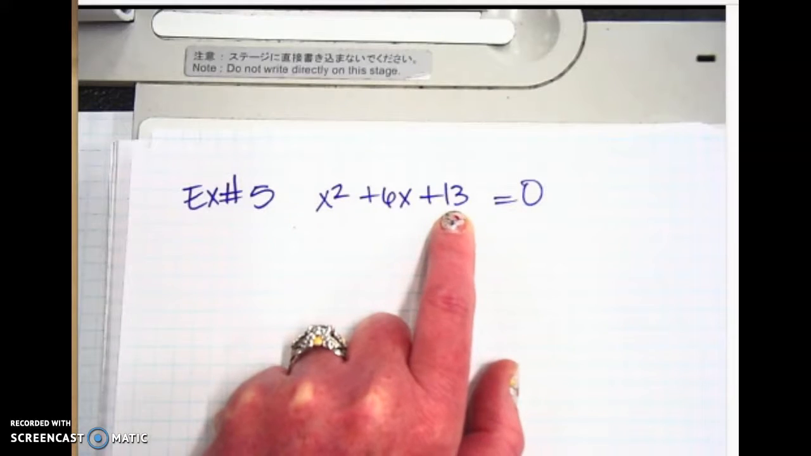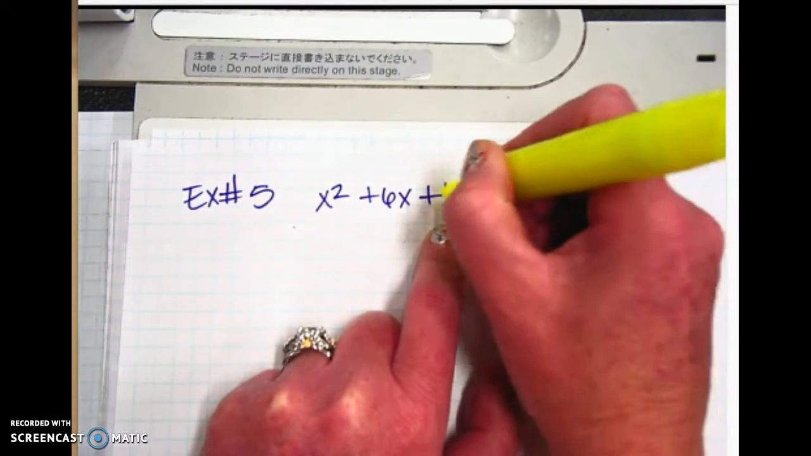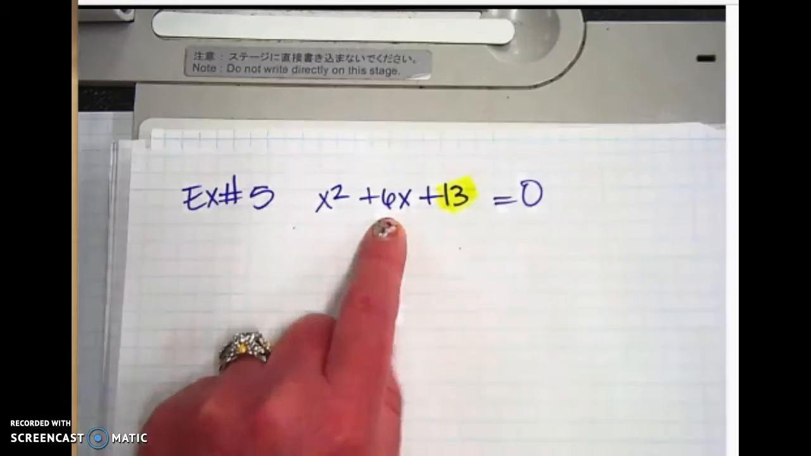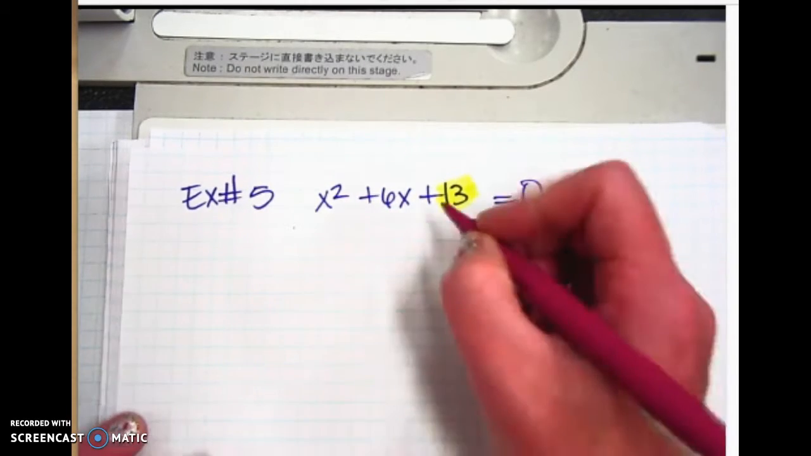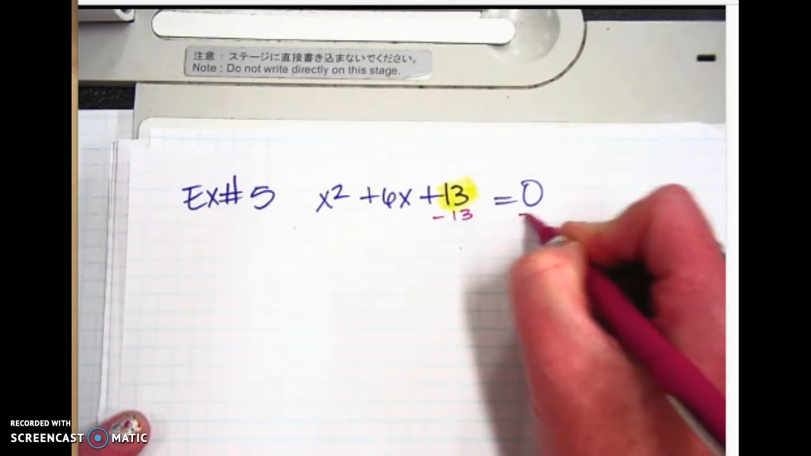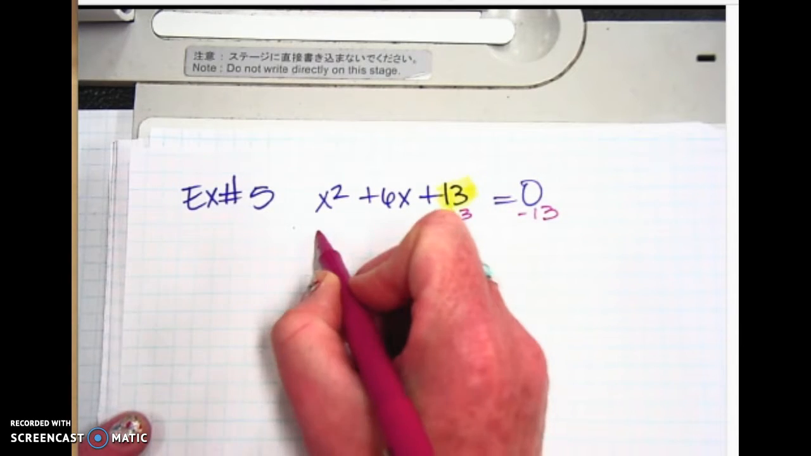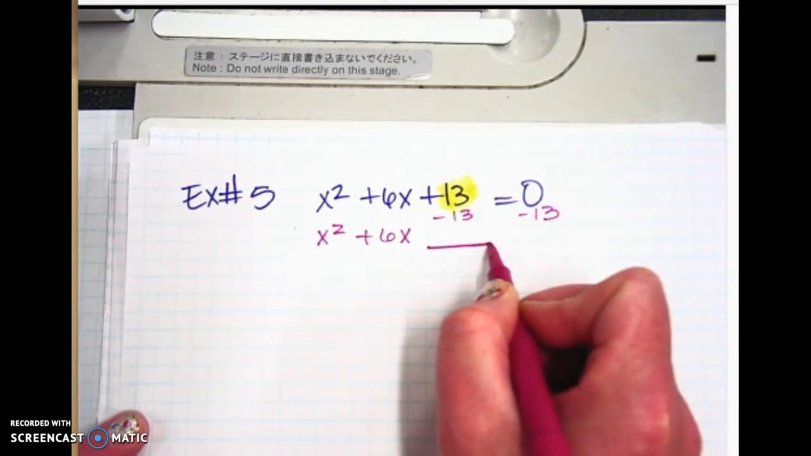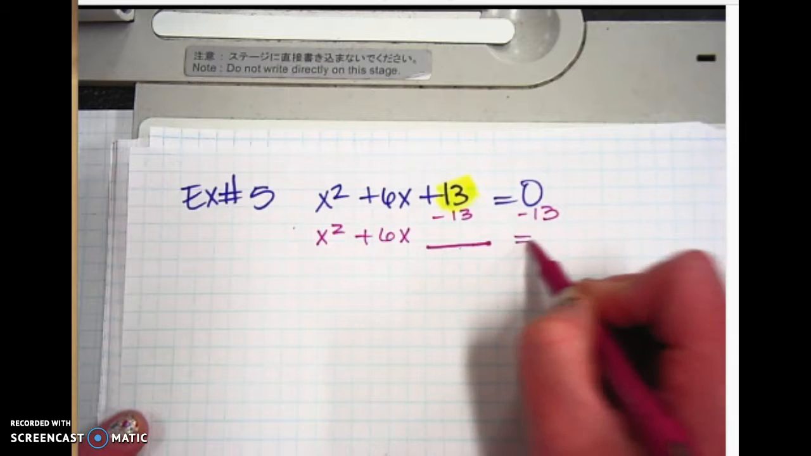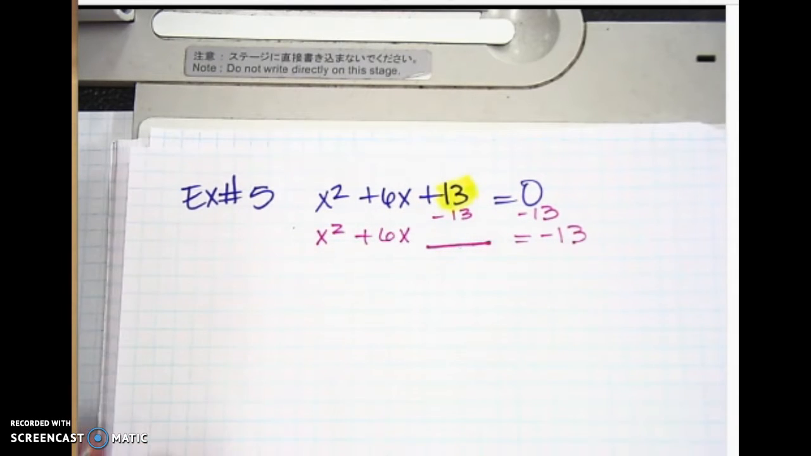Number that's in the C position and see if it's a perfect square of whatever half of this is, right? And it's not. So the first thing we're going to do is subtract that 13 from both sides, which will leave us with x squared plus 6x. Leave a space for our perfect number equals negative 13.